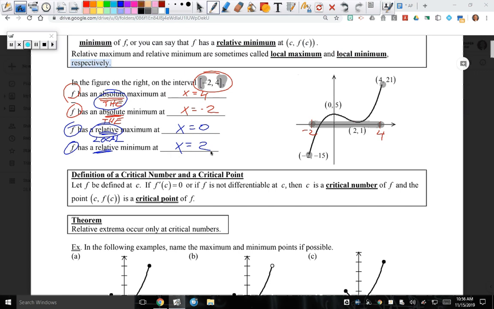Now, there's a different question. What if I said, what is the absolute max? It'd be 21. This is the value. This is where it occurs. If I said, what is the absolute minimum, you would say -15. Where does it occur? At x equals -2. These are small subtle details. It's easy, but your attention to detail has to grow big time. You have to be very nitpicky about everything that you say.